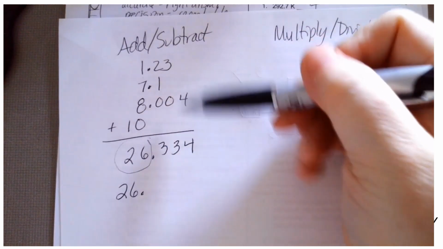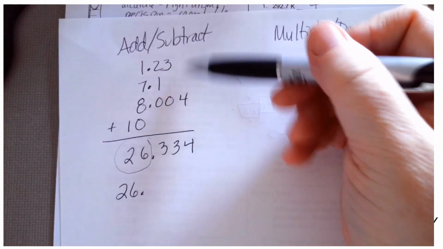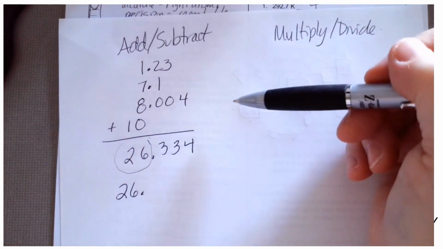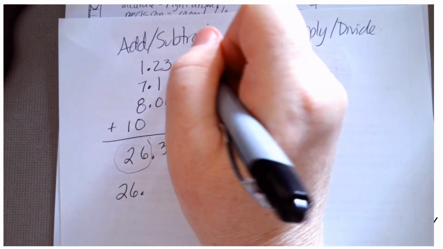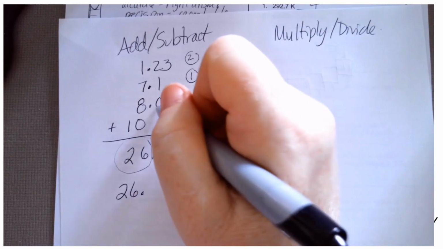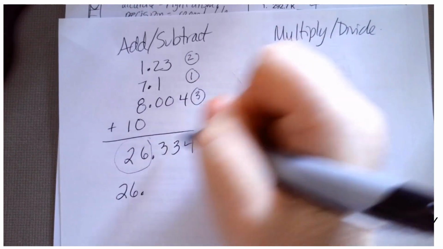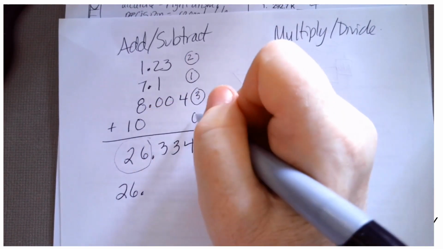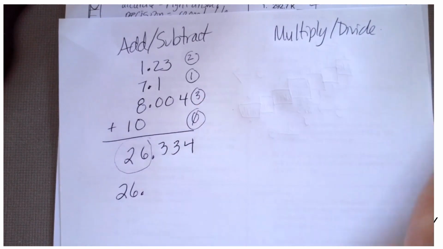Then I look at the numbers that I have, and I look at how many digits they have after the decimal point. That one has 2 after the decimal point. That one has 1 after the decimal point. That one has 3 after the decimal point. And that one has nothing, 0 after the decimal point.